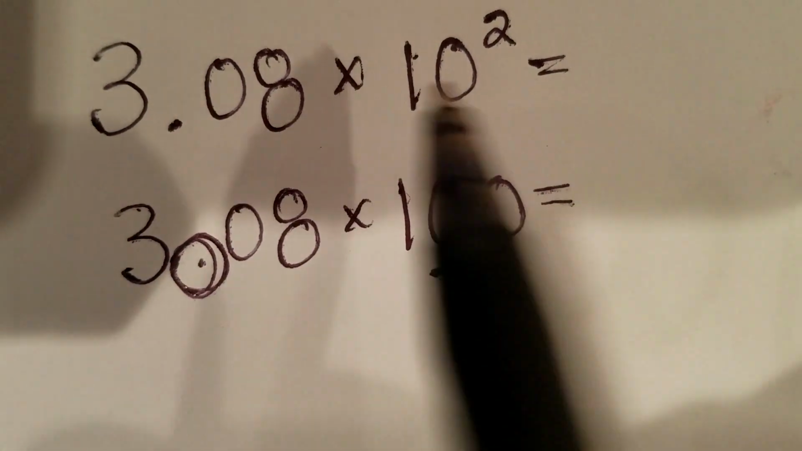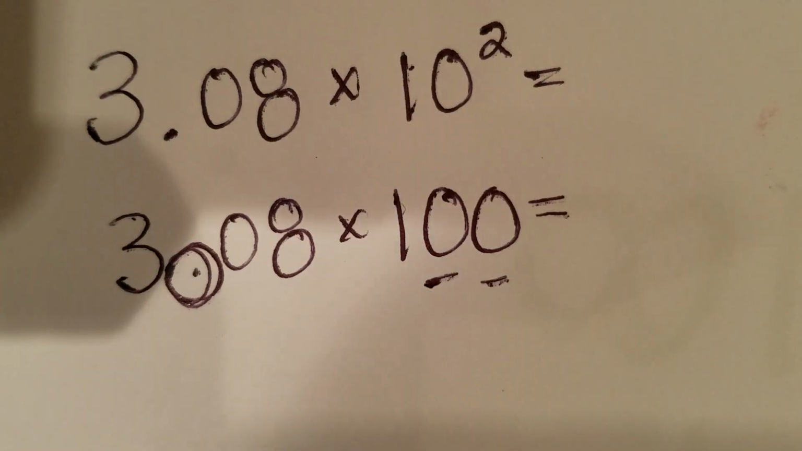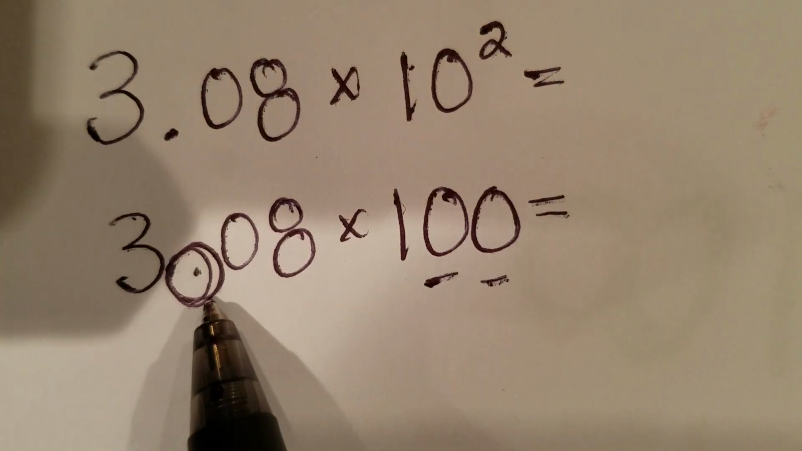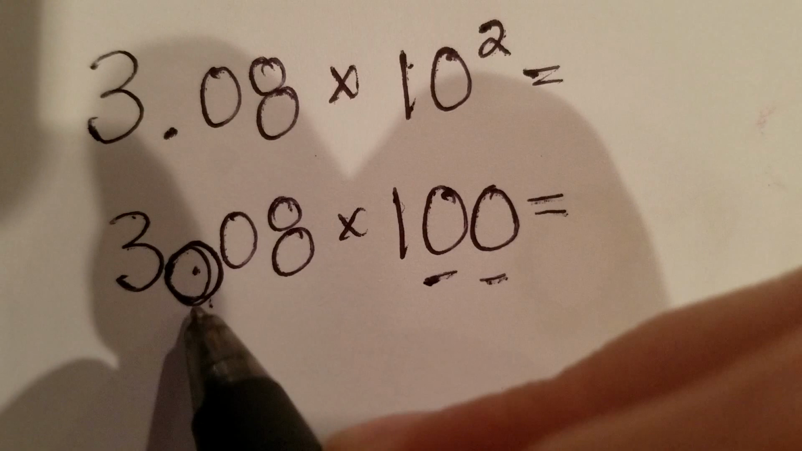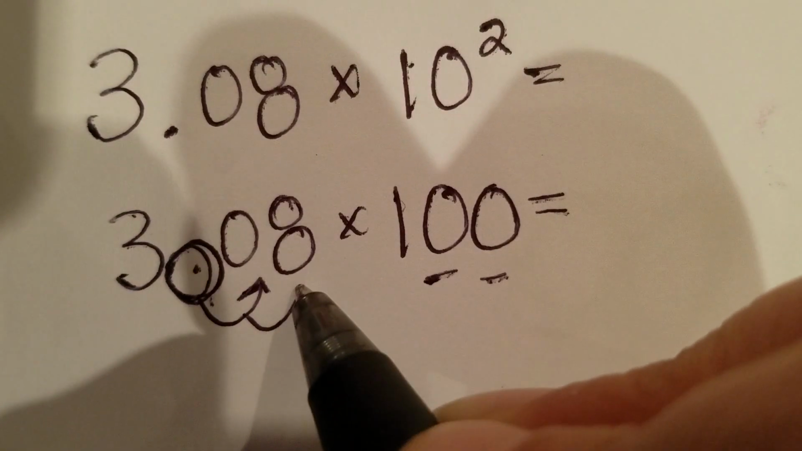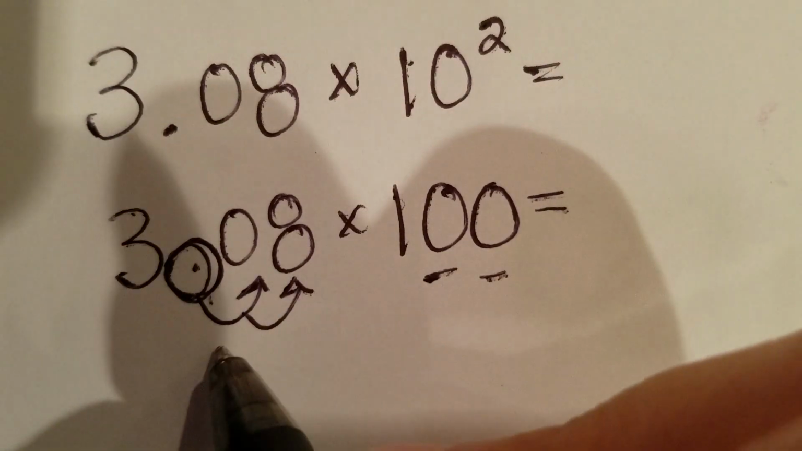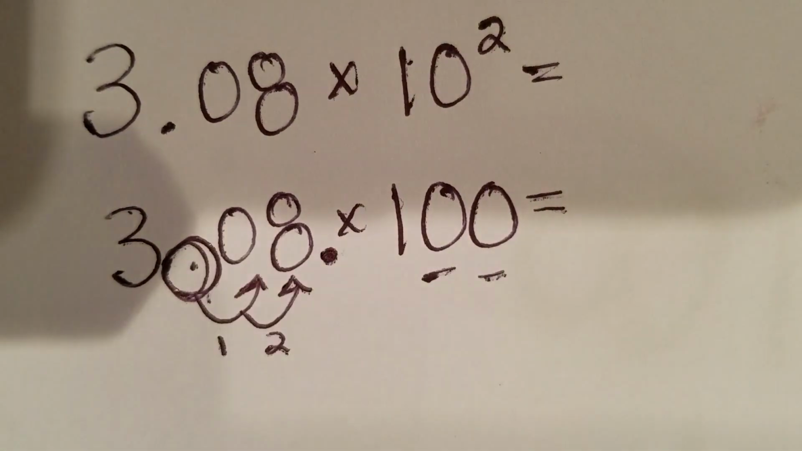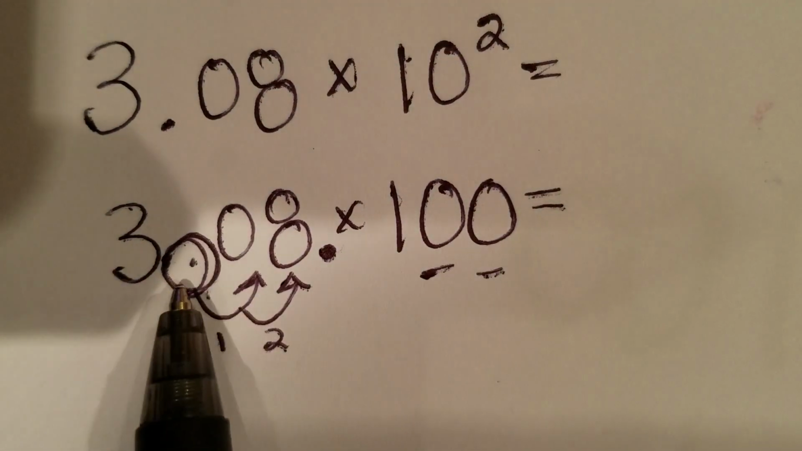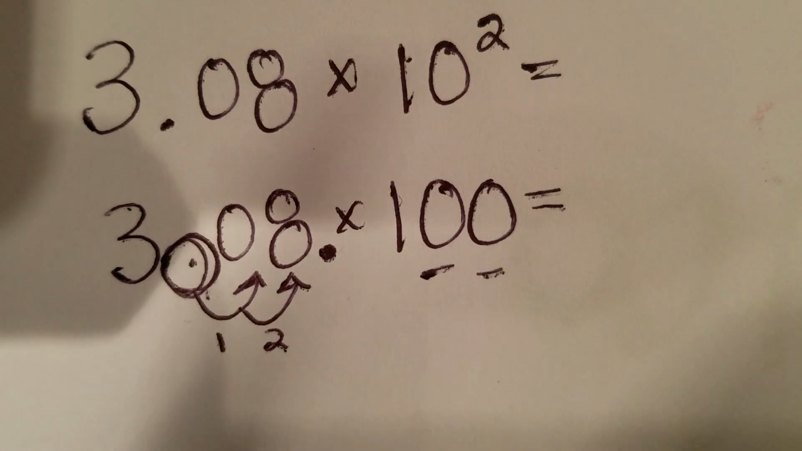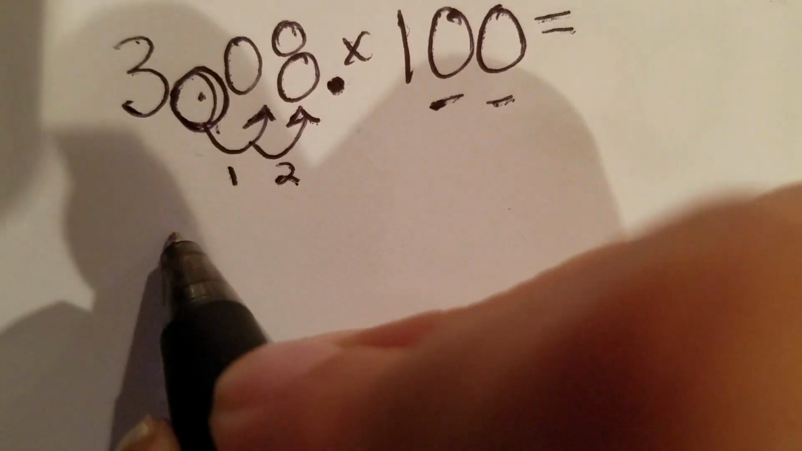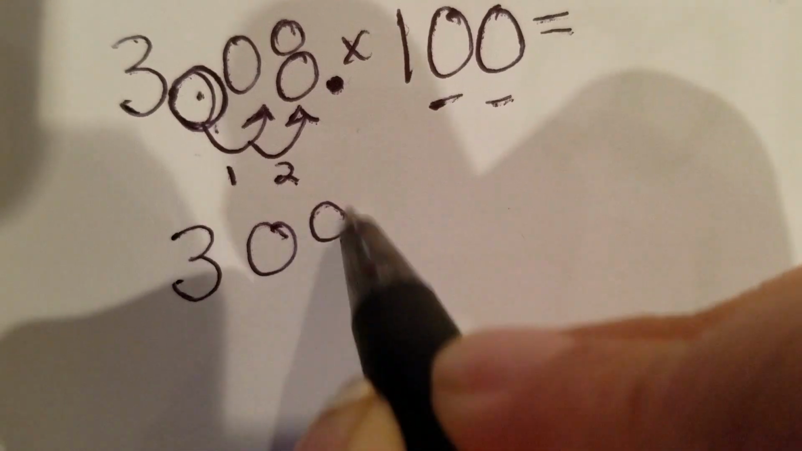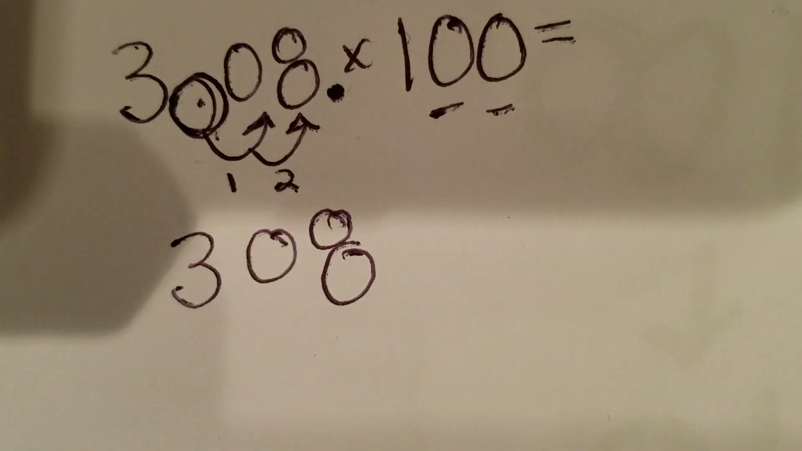And because we're doing 10 to the second, we need to move the decimal point to the right, not just 1, but 2 times, 1, 2, and now my decimal point is here. So if my decimal point isn't here, but now it's here, what does that mean? I just have 308 is my answer.